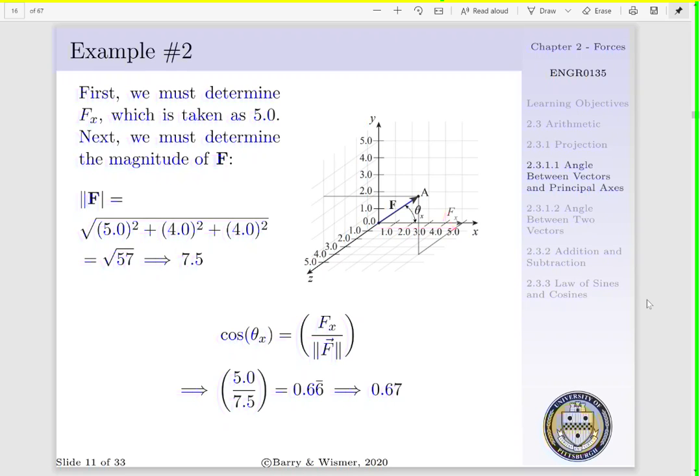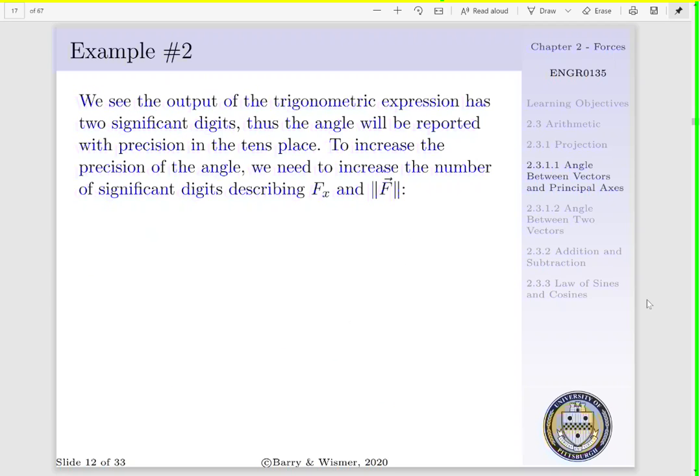Now, we have that the cosine of theta x would be equal to f sub x per the magnitude of f. If we look at the quantity on the right-hand side, we have 5.0 per 7.5. This is equal to 0.66 repeating. And if we express this to two significant digits, this is equal to 0.67. Now we see the output of this trigonometric expression, cosine theta x, has two significant digits, and thus the angle has to be reported with precision in the tens place. For us to increase the precision of this angle, we'd have to increase the number of significant digits describing both f sub x and the magnitude of f.